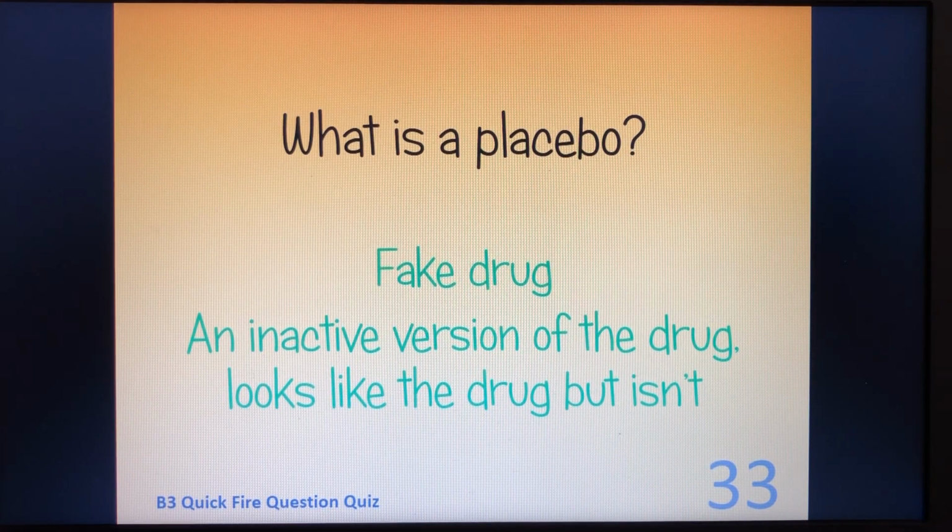So that means that the person might think it's the drug. You've got the phrase the placebo effect. What's the point? Why do we have the placebo? It is to compare the results. So we look at the results of all the people who've had the placebo and we compare that to the people who've had the actual drug. Okay, fake drug is a brilliant answer.